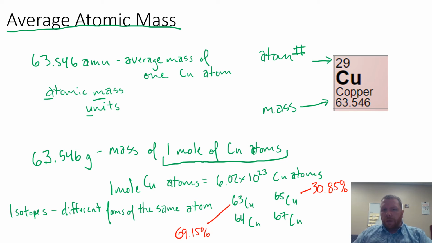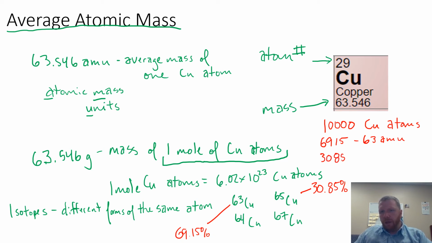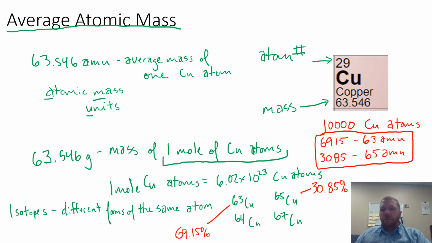So if you think about this, I try to break things down into smaller or more manageable numbers. If we had 10,000 copper atoms, 6,915 would have a mass of 63 AMU. 3,085 would have a mass of 65 AMU. Now this is very significant because what this is showing is the masses of all of the different copper atoms.